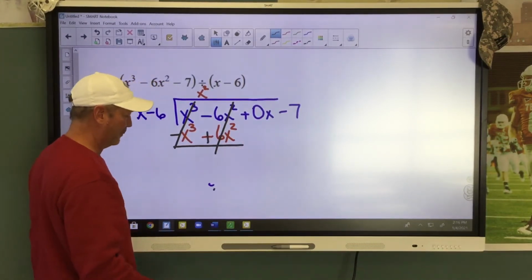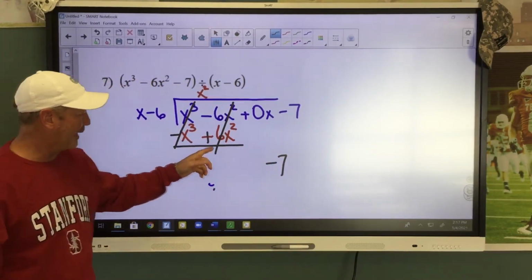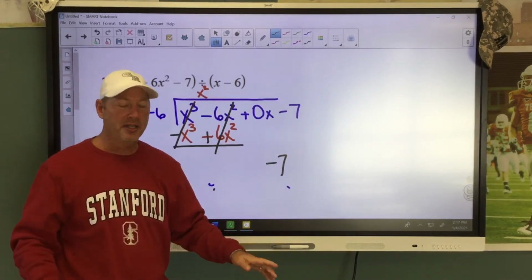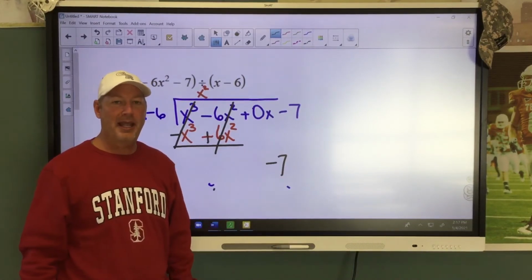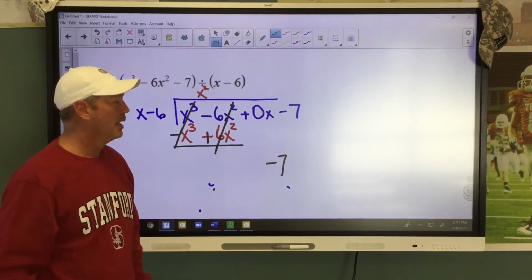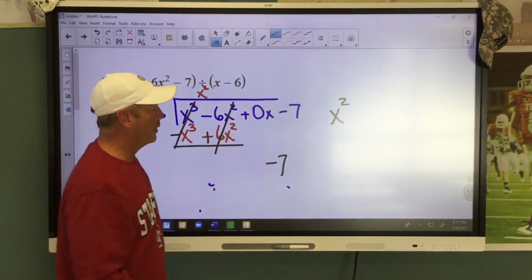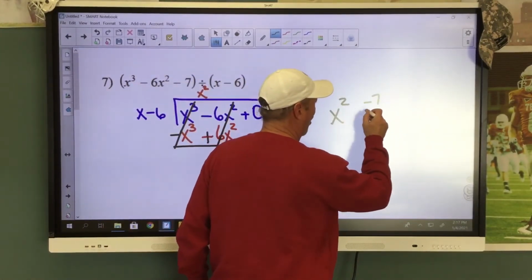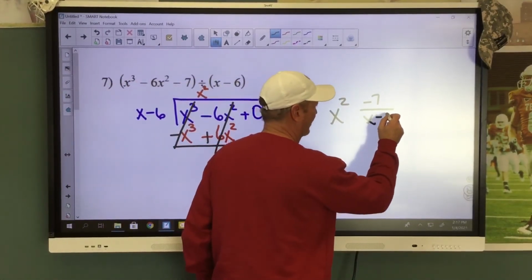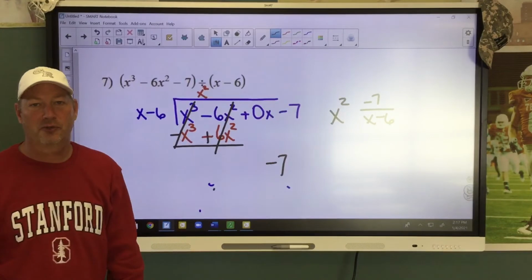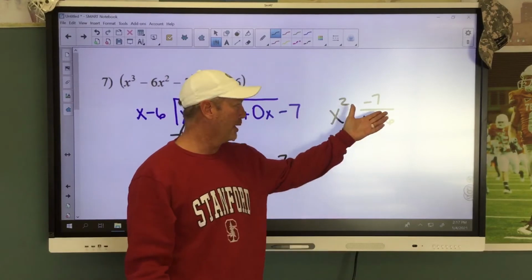So what is left? What is left is a negative 7. I can't make this x match that. So we're done. This is my remainder. So how do I write my answer when I do have a remainder? I would say x squared, and what do we have? We have a negative 7 over x minus 6. That's how you're going to write your remainder. Some people put a plus sign in between. You don't really need a plus sign, just put your remainder with its sign.